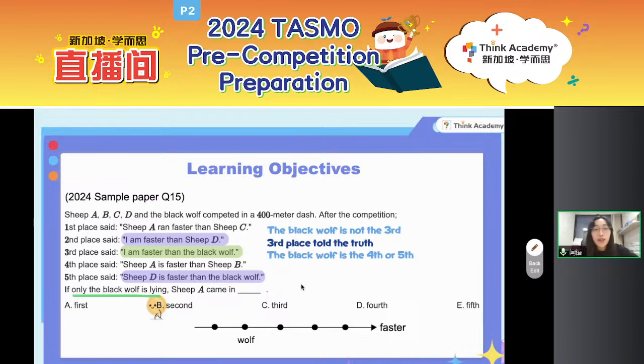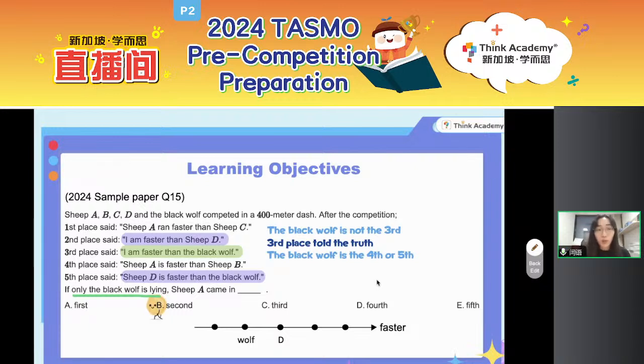Move on to the second one. The second one says, okay, I am faster than sheep D. Now, we know that the sheep D is faster than the black wolf. And the second one is faster than sheep D. Then where is sheep D? Where is the position between the second one and the fourth one? Correct. That is only the third one, right? Then we can confirm its position.